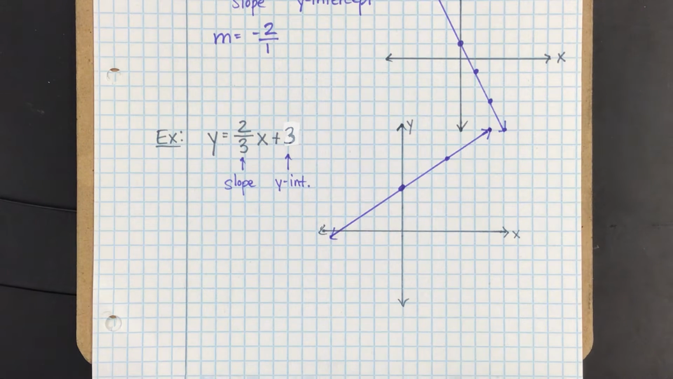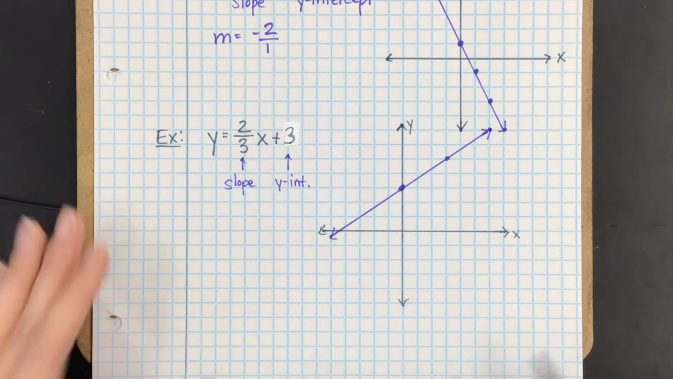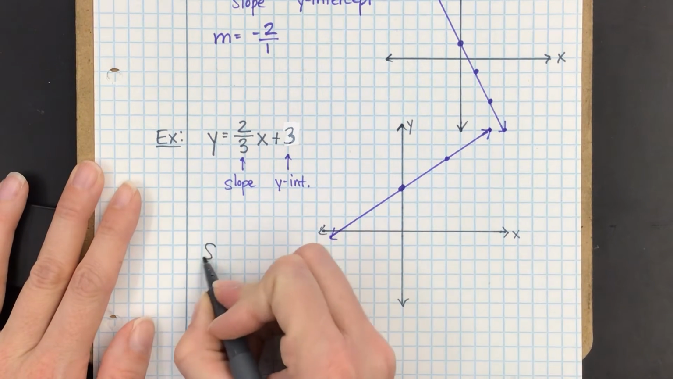Okay. How are you feeling about it so far? Need a little more practice, thumbs to the side? Okay. Let's write the steps down for how we do this. And then I want to just do one more example where you have a negative y-intercept so you can see what that looks like. So we have our steps.